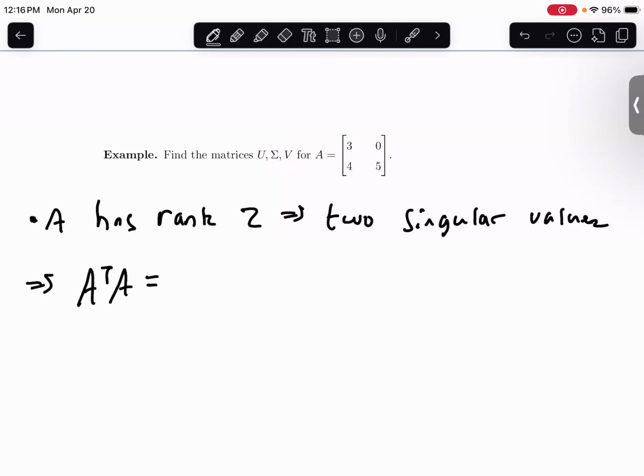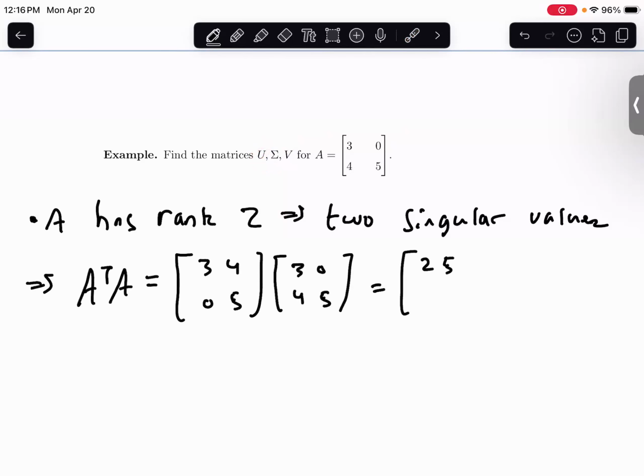So A transpose times A: if you do this multiplication, this is 3, 4, 0, 5, multiplied by 3, 0, 4, 5. If you perform this multiplication, you get the following symmetric matrix given by 25, 20, 20, 25.